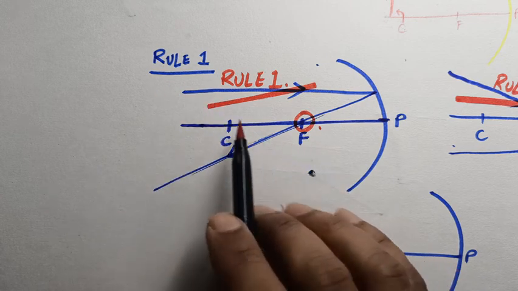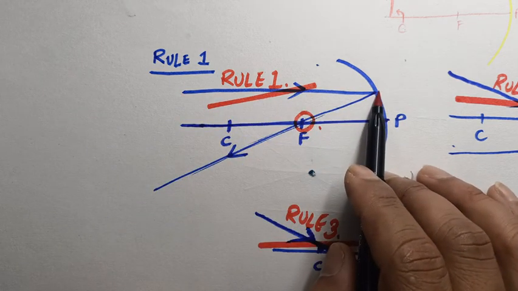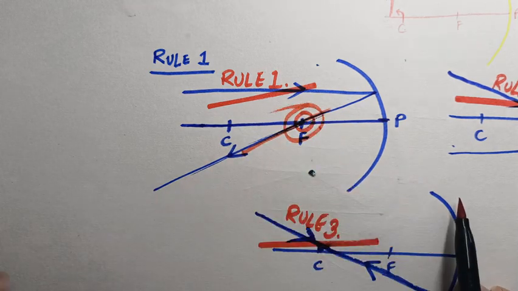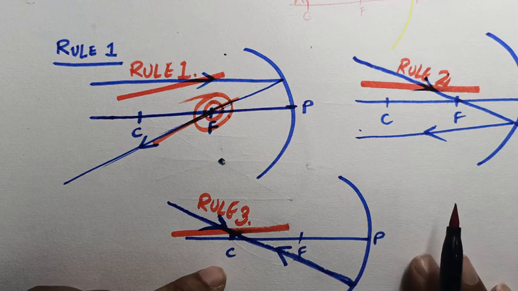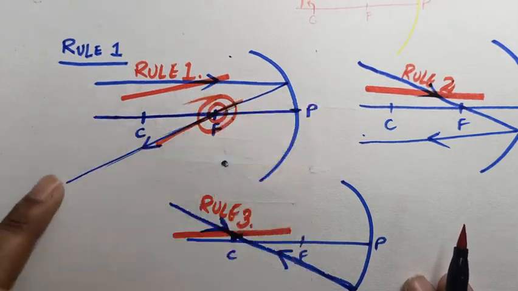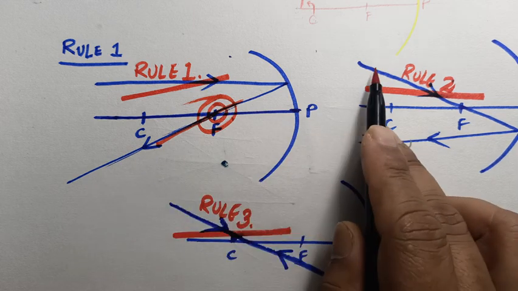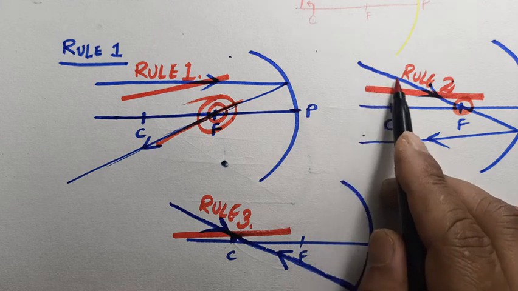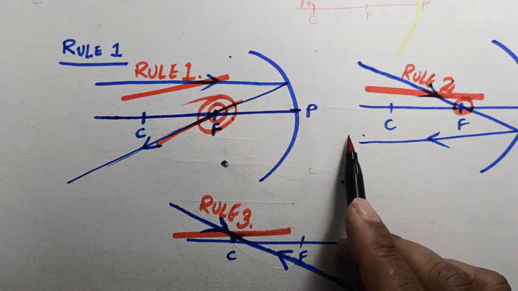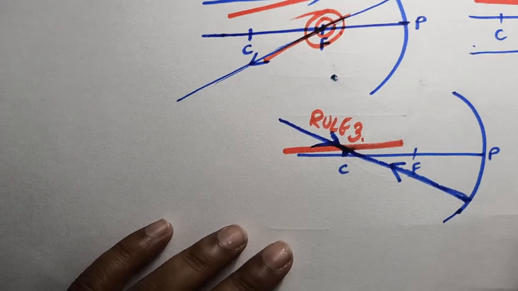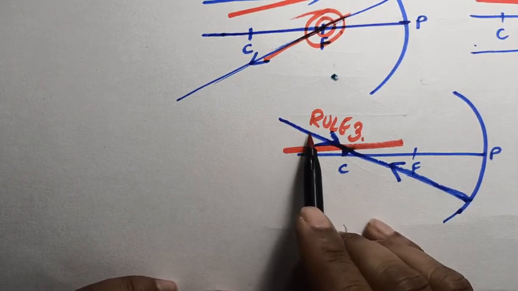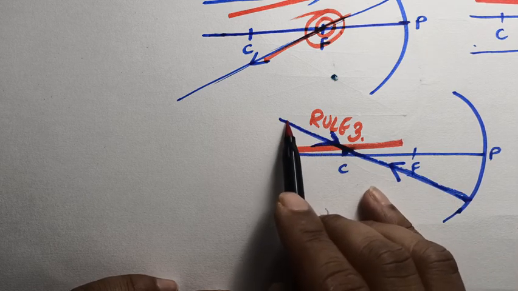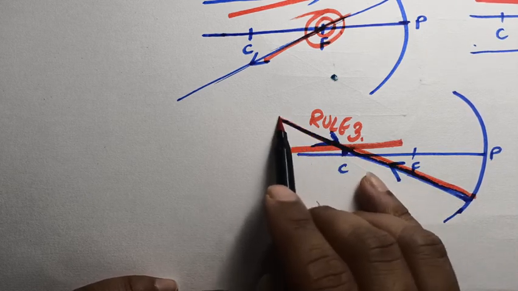So rule 1 is a ray of light which is parallel to the principal axis, after reflection passes through the focus. This is the focus here. Second, rule 2 is just opposite of rule 1. Rule 1 is parallel, focus. Rule 2 is a ray of light which passes through the focus becomes parallel to the principal axis. And rule 3 is a ray of light which passes through the center of curvature follows the same path back. It comes this way and it also goes the same way back, right?